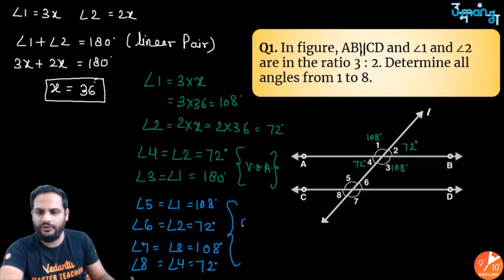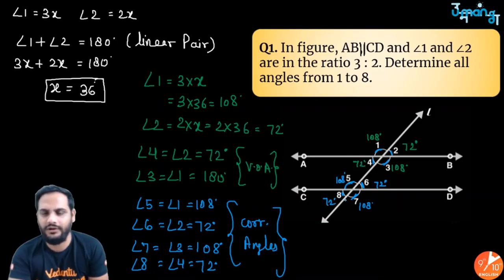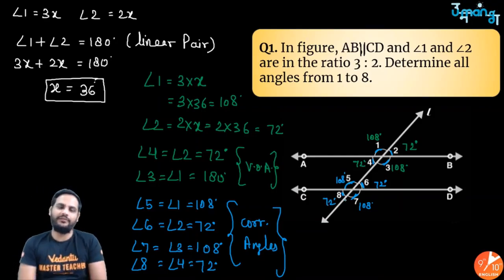And the reason for all, I can say कि sir जी corresponding angles, right? तो angle 5 and angle 1 will be equal to each other. तो angle 5 हो गया 108 degrees, angle 2 and angle 6 are equal, so angle 6 is 72 degrees. Angle 3 and angle 7 are equal, so 108 degrees. Angle 4 and angle 8 are equal, so 72 degrees. Done. We have got all the angles that we wanted, right?